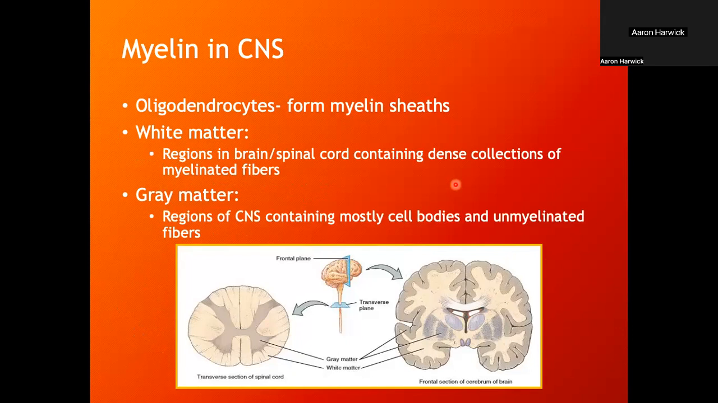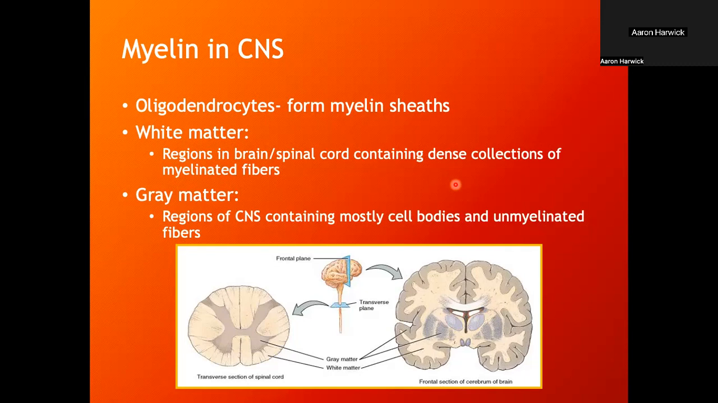So within the central nervous system, the oligodendrocytes form the myelin sheaths. Within the white matter of the brain, you'll see regions of the brain and spinal cord that contain dense collections of myelinated fibers. And within the gray matter of the brain, you'll see regions of the central nervous system containing cells that are unmyelinated.